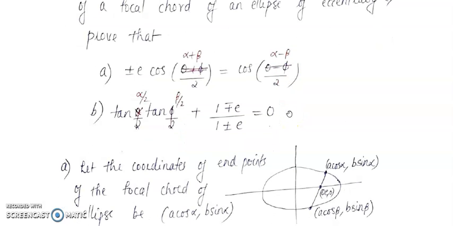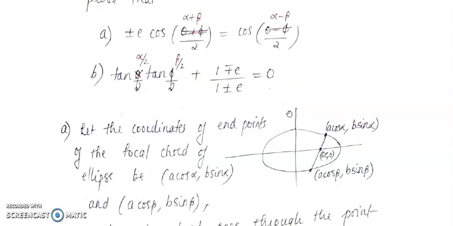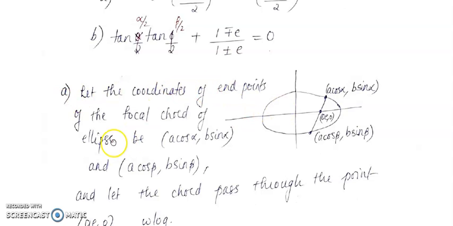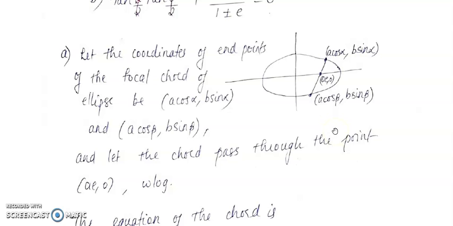Okay, that much is what is given to us. Let the coordinates of the endpoints of the focal chord be these. Since the eccentric angles are alpha and beta, this is one of the foci. A focal chord is a chord passing through one of the foci, so it will be passing through the point (ae, 0). Now you are given the endpoints of the chord, so let us find the equation of the chord.